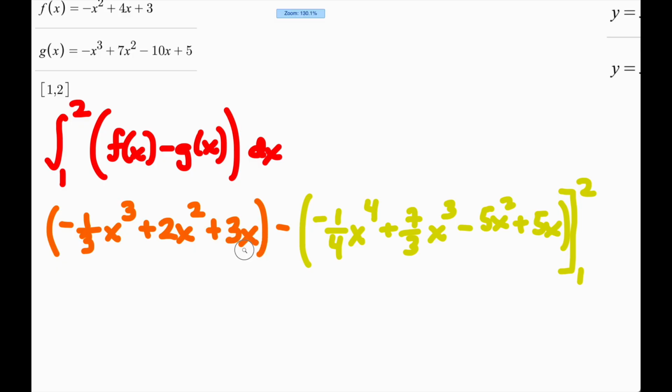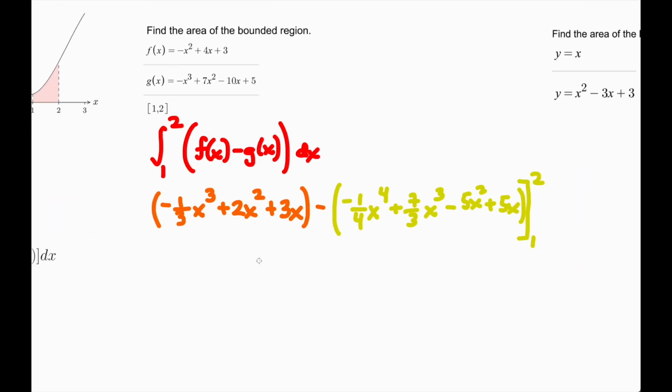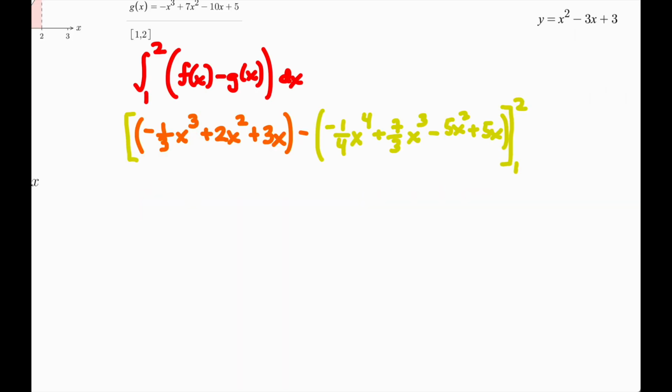Zoom out a little bit here. Starting bracket right there. All right, now from here, before I plug in the 2 and plug in the 1, what I'm going to do is simplify this as much as I possibly can. First thing I'm going to do is flip the sign here, here, here, here, and here by distributing that negative. And then I'm just going to put it in ascending order based on the power.